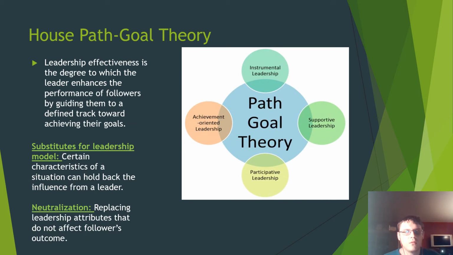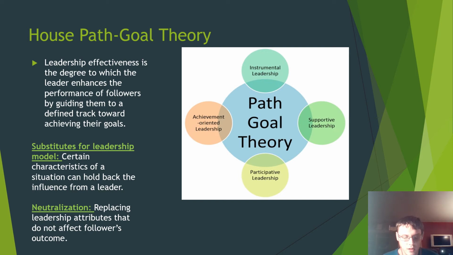Next is the House path-goal theory, in which leadership effectiveness is the degree to which the leader enhances the performance of followers by guiding them along a defined track toward achieving their goals. This is broken up into 4 parts. First one being instrumental or directive leadership, behavior characterized by implementing guidelines, managing expectations, setting defined performance standards, and ensuring individuals follow rules, like we went over before, just a by-the-books type of deal.